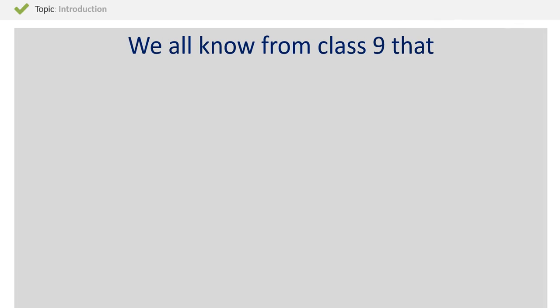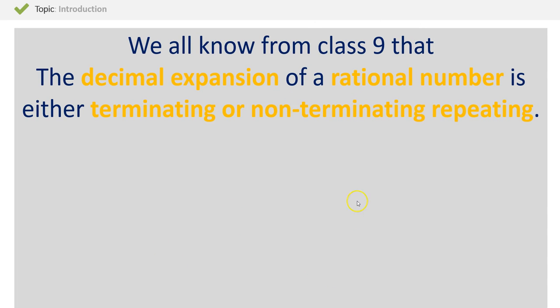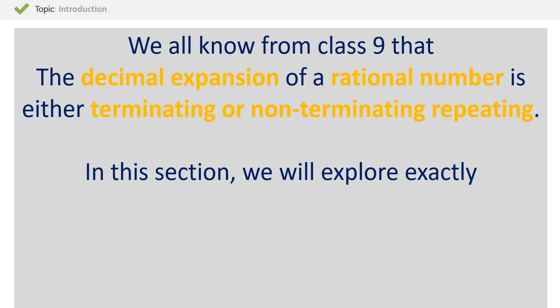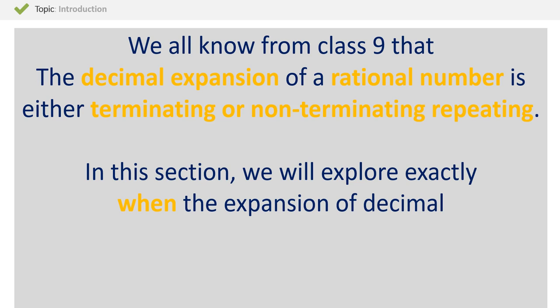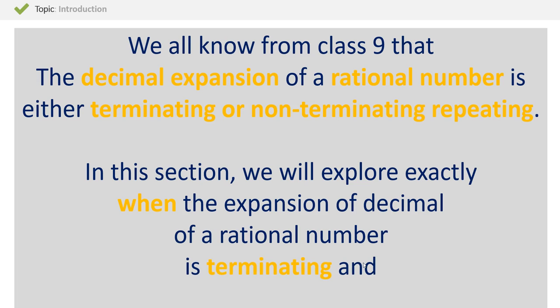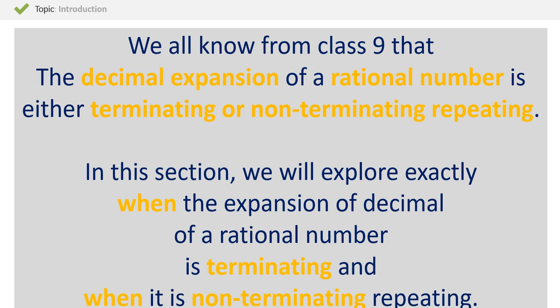Let's start with the introduction. We all know from class 9 that the decimal expansion of a rational number is either terminating or non-terminating but repeating. Right? That we have studied in class 9th itself. In this section, we will explore exactly when the decimal expansion of a rational number is terminating and when it is non-terminating but repeating.